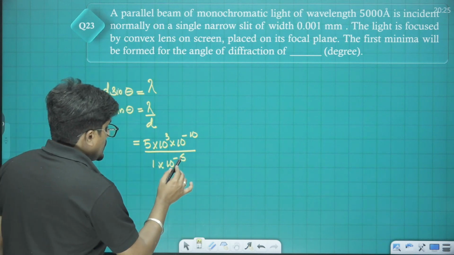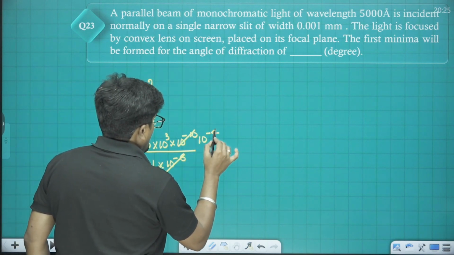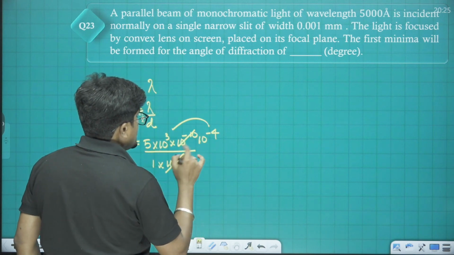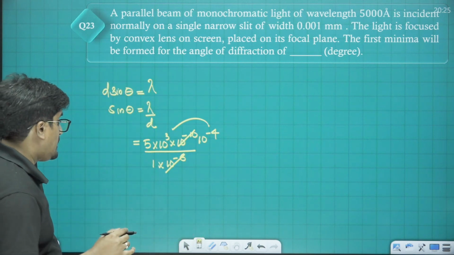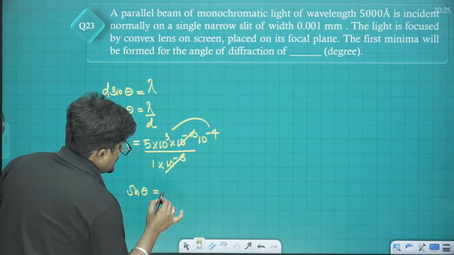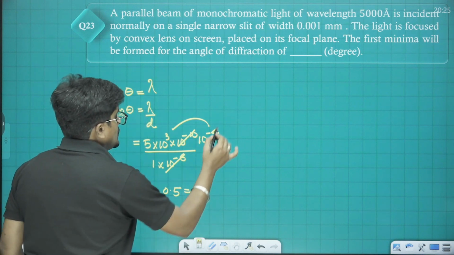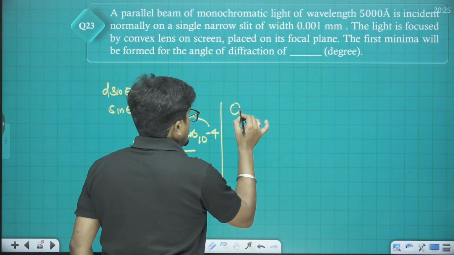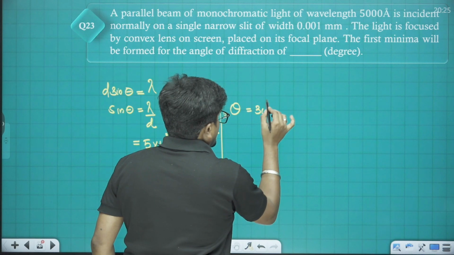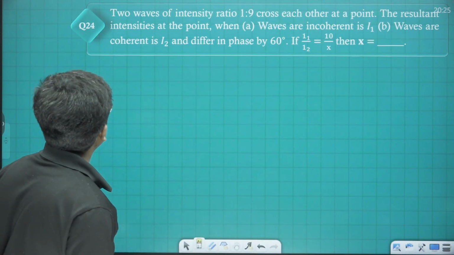All right, so here this will cancel. This is going to be 10 to the power minus 4 divided by 10 to the power minus 6, which gives 10 to the power minus 1... So sine theta is 5 into 10 to the power minus 1, or I can say it is 0.5, that is 1 by 2. So definitely theta is going to be 30 degree.